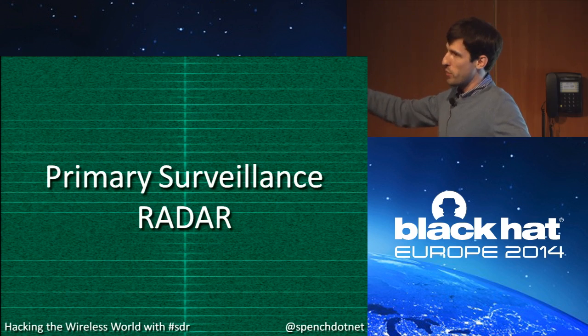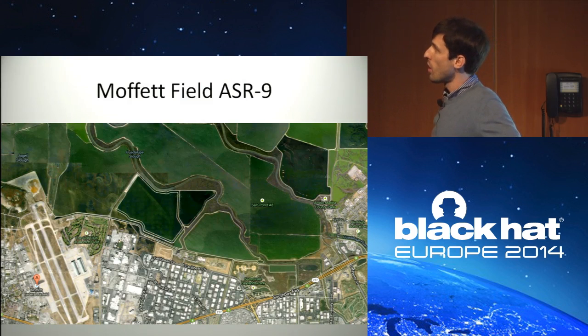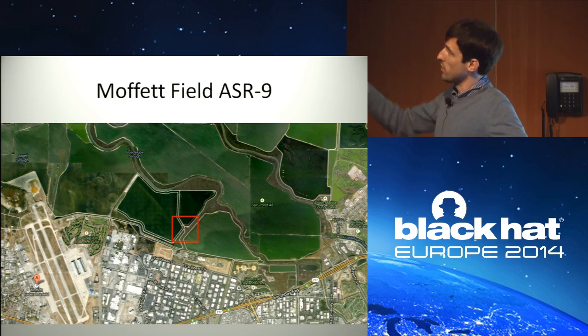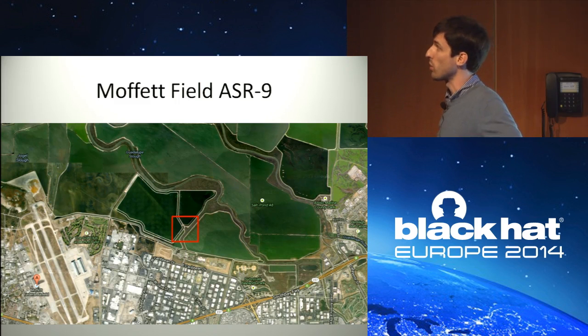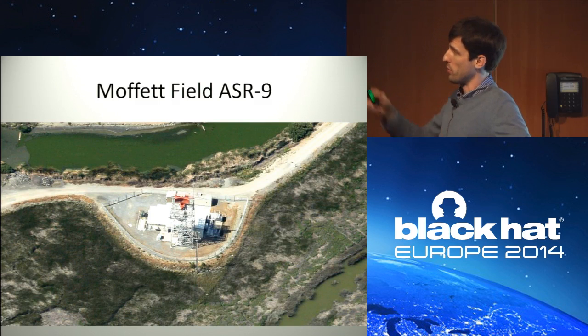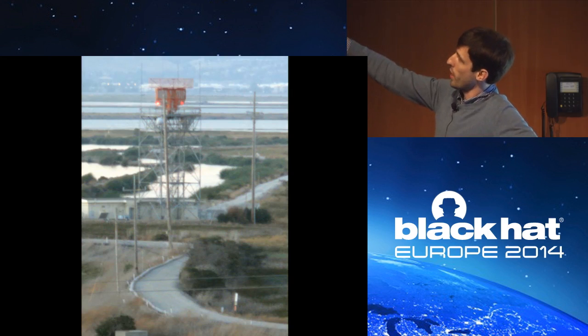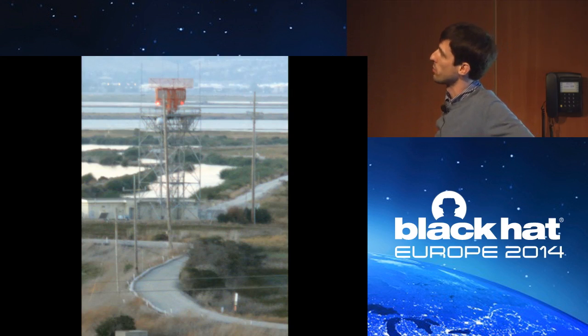But primary surveillance radar is a completely passive system. So near where I live and work in the Bay Area, there is actually this ASR-9 primary surveillance radar, which is common throughout the world, near Moffett Field Air Force Base. And that's what it looks like in Google Earth. And the picture of the ground, I'm sure you recognize it, you've seen them before.